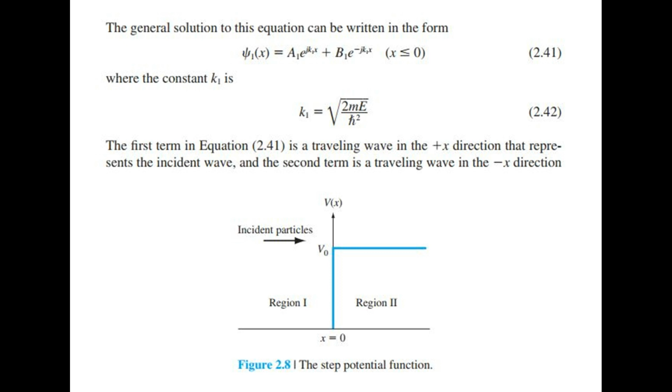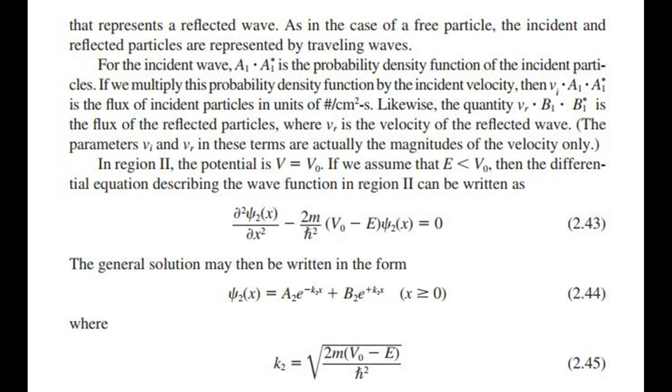Figure 2.8, the step potential function, represents a reflected wave. As in the case of a free particle, the incident and reflected particles are represented by traveling waves. For the incident wave, A1 is the probability density function of the incident particles.